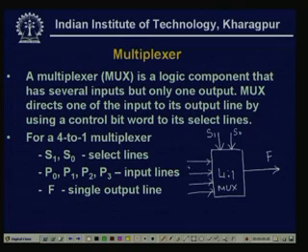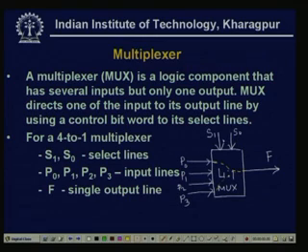Now, the function is that if we apply a particular control word to the select lines, S1 S0, then one particular input will be directed to the output. So, when we change the control word on the select lines, the input directed to the output will also change. So, this is the function of the multiplexer.